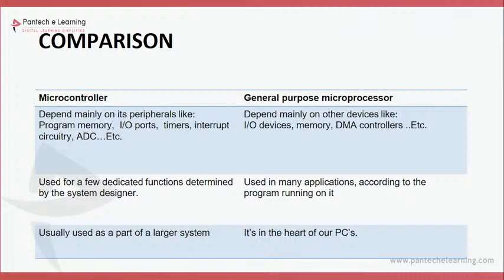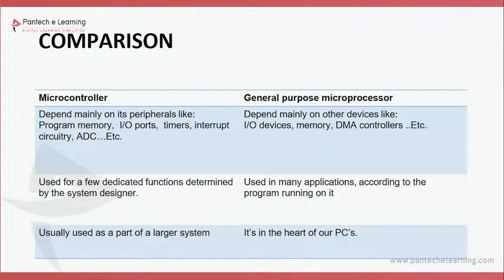So what is a microcontroller? A microcontroller is only used to do a specific task. It will do only one specific task, whereas a microprocessor will do multitasking. A microprocessor is used for multitasking. An example is a mobile phone. So a microprocessor is a multitasking one.